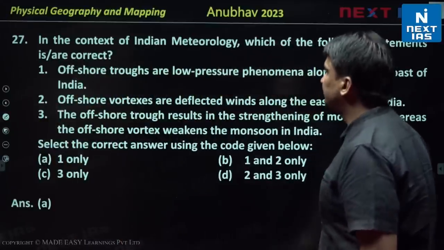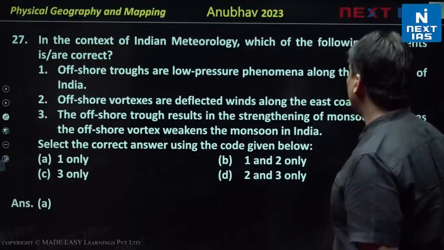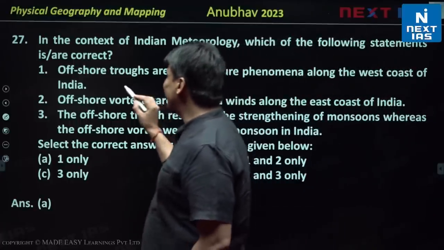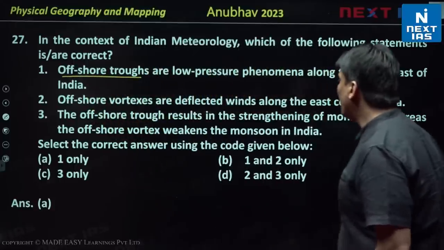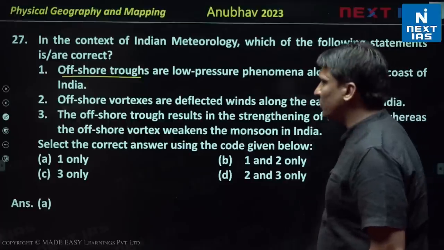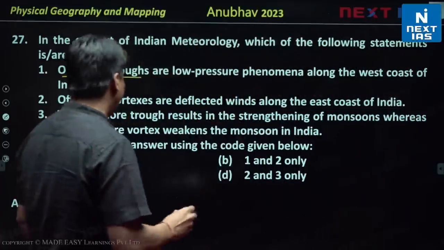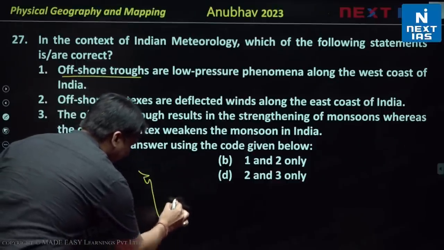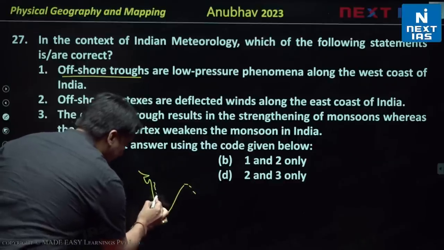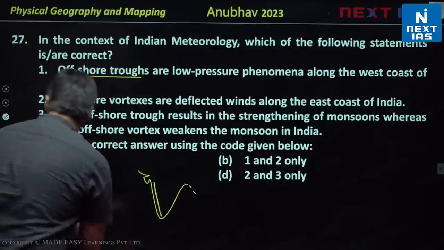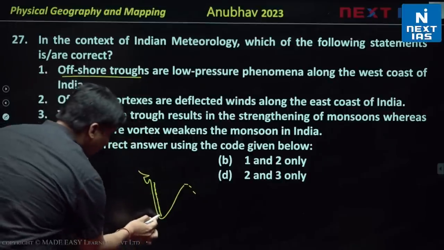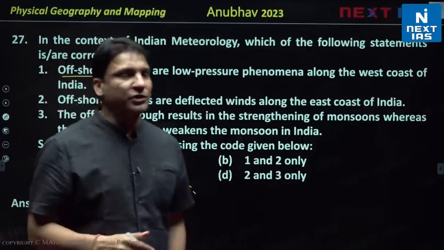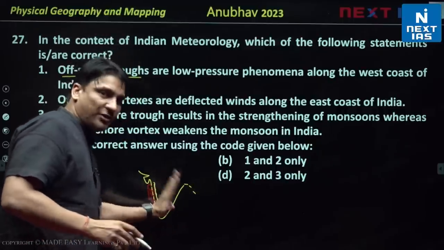Now, the next question is, in the context of Indian meteorology, which of the following statements is or are correct? The first statement is, offshore troughs are low pressure phenomena along the west coast of India. This is a correct statement. Actually, what happens? Let's say this is the Indian Peninsula. So all along the western side of the Indian Peninsula, there is the Western Ghat. On the western side of the Western Ghat, a trough of low pressure is created. And this elongated low pressure zone is called an offshore trough, because it is an offshore area.